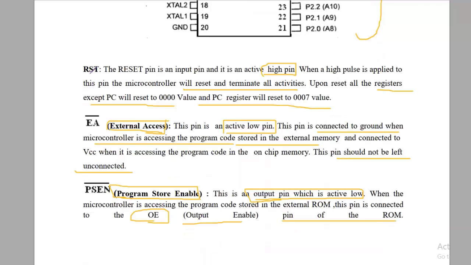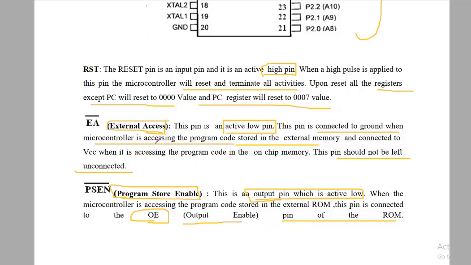It has the RST pin. RST here means the reset pin, which is active high. Whenever a high pulse is applied to this pin of the microcontroller, it will reset and terminate all the activities. It will reset all the registers except the program counter. It will set all the registers to value 0 and the program counter value will be set to 0000.